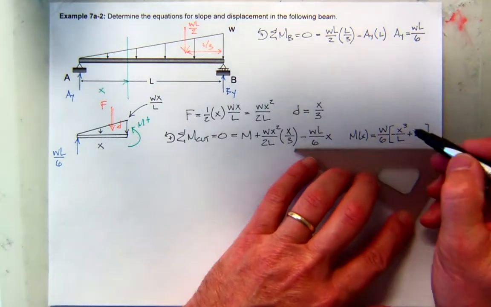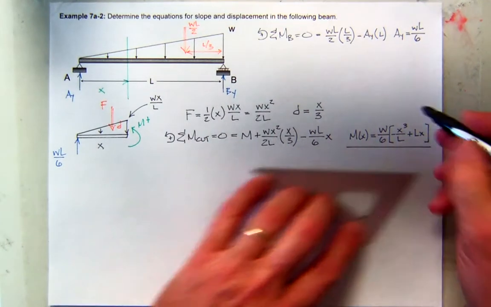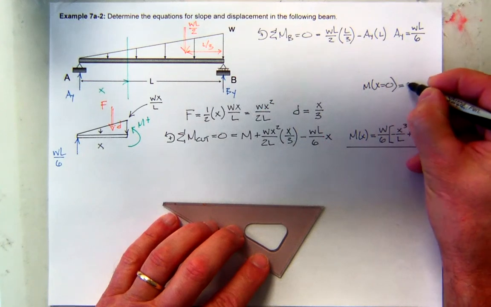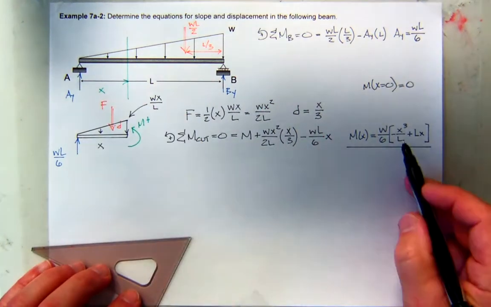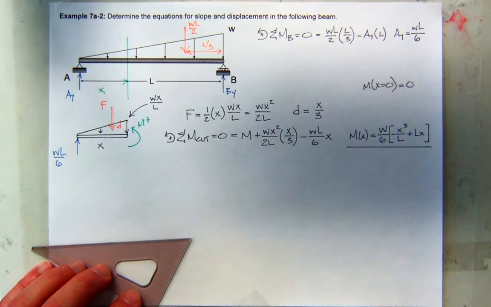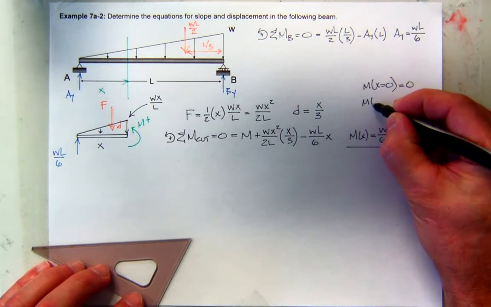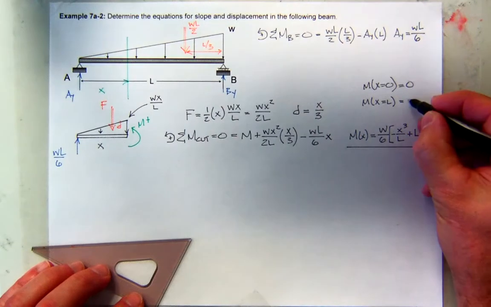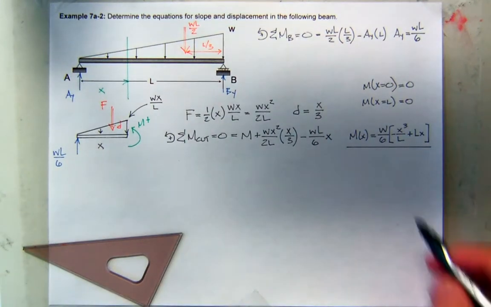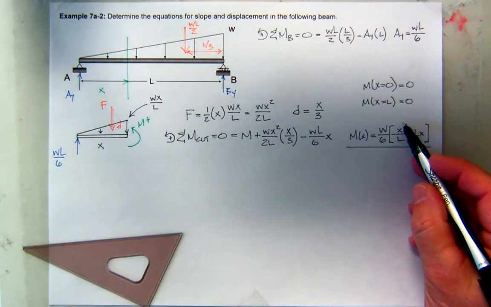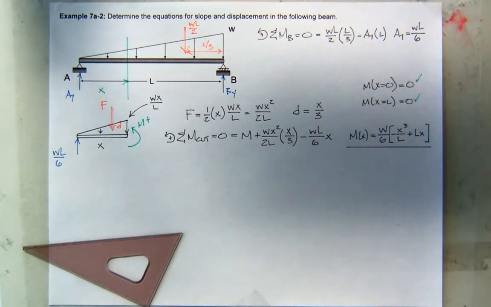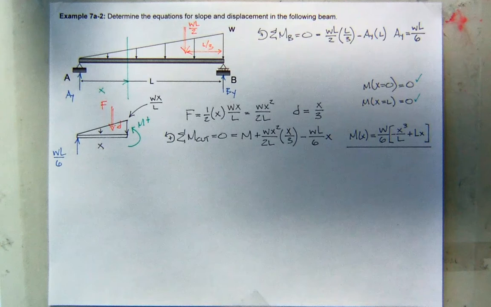And we can check it too. What is the moment at x equals 0? It should be 0. So you put in x equals 0, and it's 0. And we also know that the moment at x equal L, here at B, should also be 0. And if you put an L here, you get negative L squared plus L squared, 0. So they both check. So it seems like it's working okay. It matches the condition. So now we're ready to do our integration.